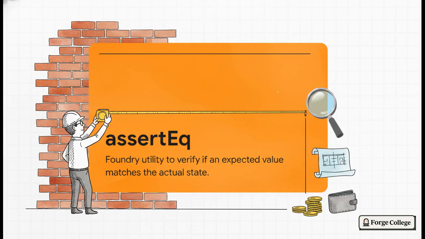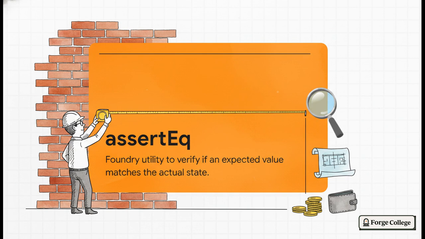To actually verify all these tests, we use something called assertEq. This is essentially the building inspector's tape measure. It's a built-in Foundry utility that verifies if the expected value in your blueprint perfectly matches the actual state of the built wall. Say you expect a user's balance to be 0 after a transaction.